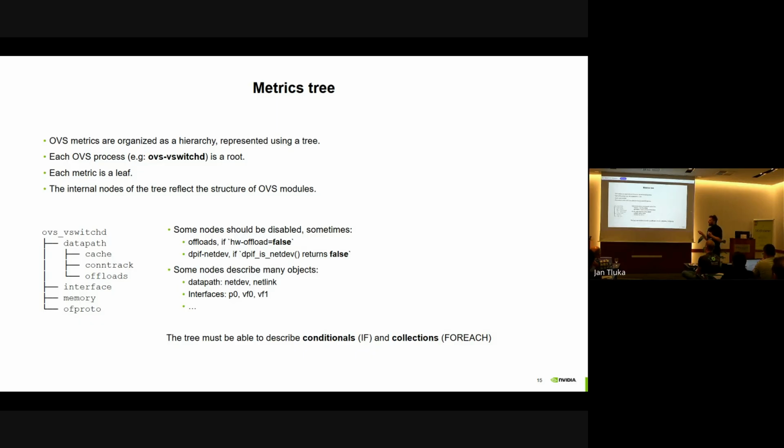The other important node type is the collection node. Here you can imagine that in OVS you have some objects that are in collections. For example, you have multiple datapaths, or multiple interfaces that are available. So you need a way to expose them, and you need to iterate over those. You have those two structural nodes, if and for each, that need to be used to navigate this organization.